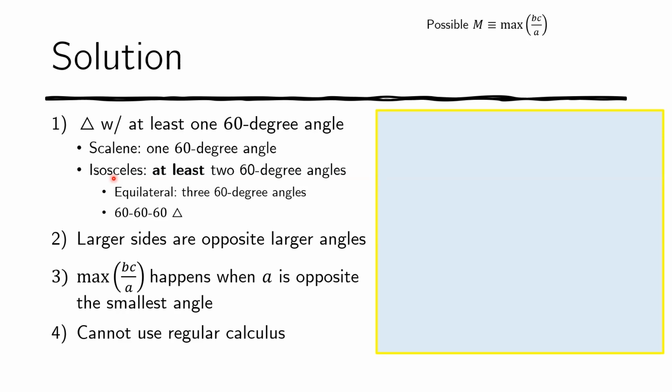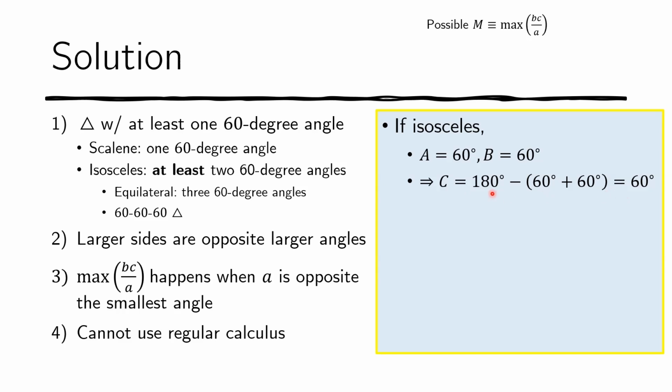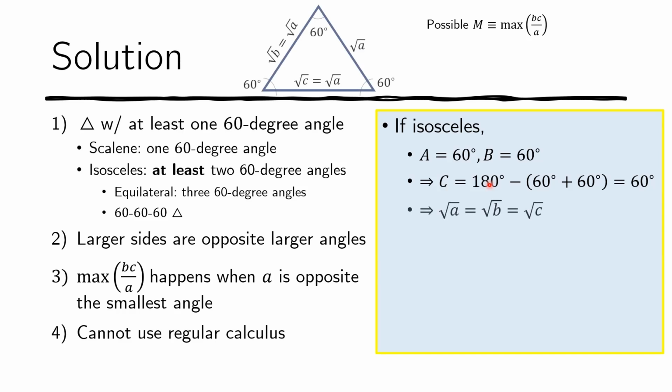If we're looking at the isosceles triangles with 60 degree angles, then we already mentioned that it will be an equilateral triangle. So suppose we have A to be 60 and B to be 60, then we know that C would also be 60. We just wrote the computation here: 180 minus 60 plus 60 equals 60, where 180 is the sum of the angles in a triangle in Euclidean geometry. Because all the angles are equal, we have an equilateral triangle, and so the sides would also be equal. The square root of A equals the square root of B equals the square root of C. So this is how we draw it: all the angles are equal and all the sides are equal.